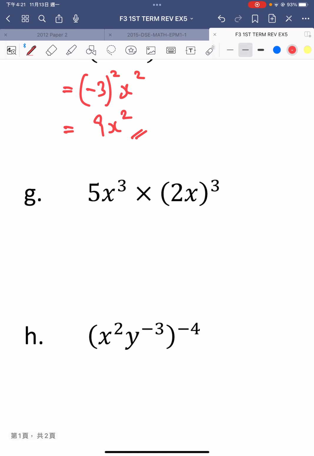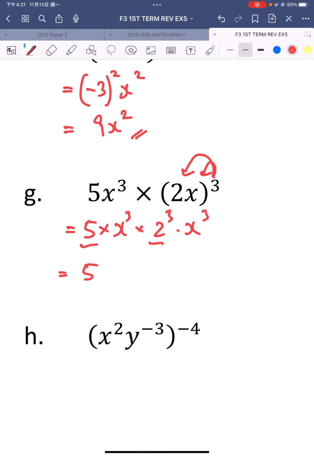Okay, so for this one, you distributed the 3 to both of them. So you got 5 times x cubed times 2 cubed times x cubed. So now you can group the numbers together to get 5 times 2 cubed times x cubed times x cubed. So these two things times together is equal to 5 times 2 cubed, which is equal to 8. 5 times 8 gives you 40.